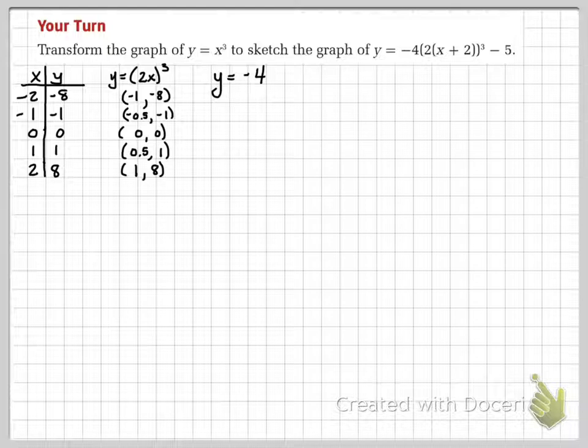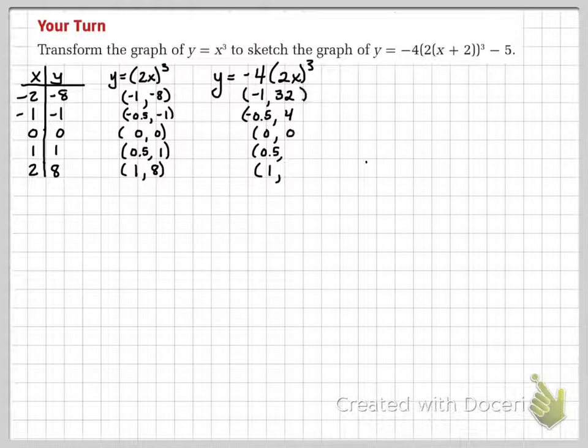Now I'm going to apply the vertical stretch of -4. So every y coordinate is going to be multiplied by -4. And -8 becomes +32, etc.